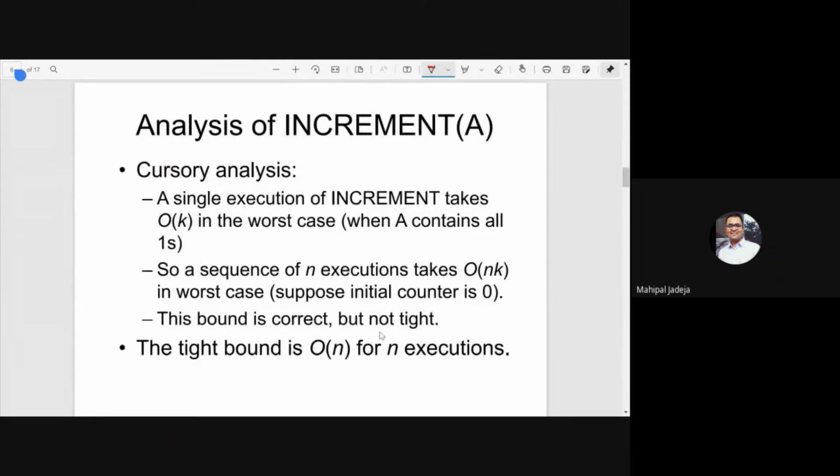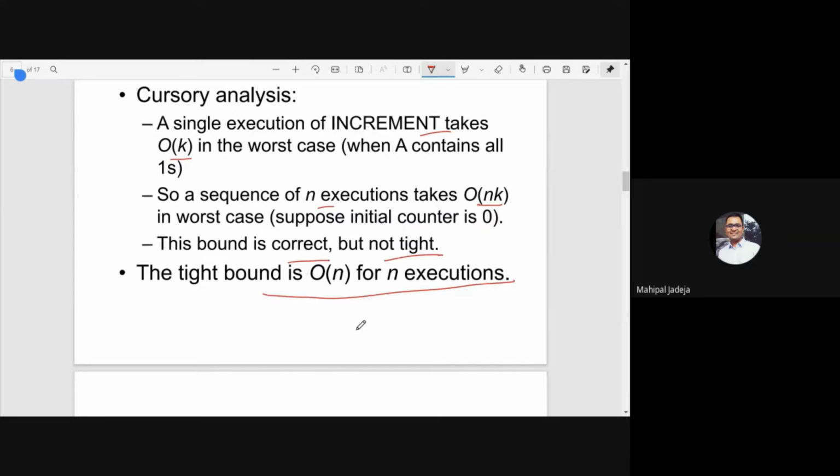So this is nothing but our traditional analysis where we are saying that order of k time is required for one call of increment. And since there are n calls, so basically order of nk. So again, this bound is correct, but it's not tight. And the tight bound is order of n for n executions, right? So let's see how to get this.